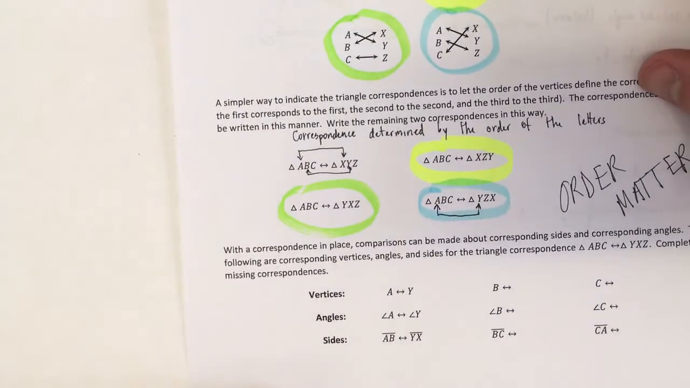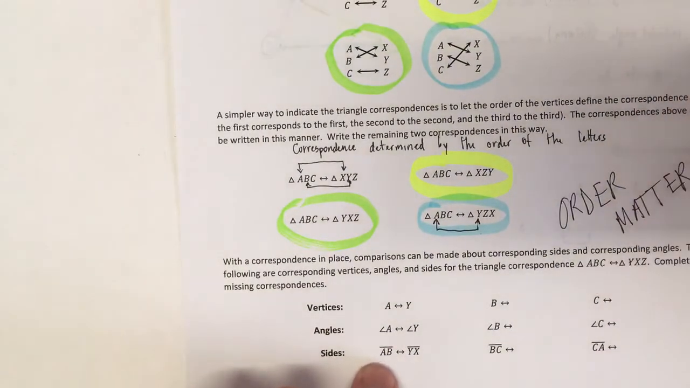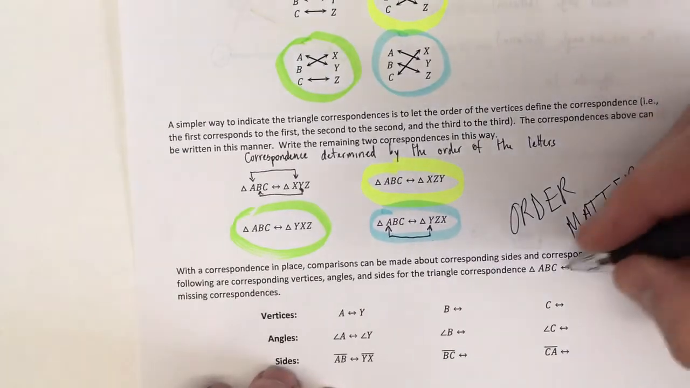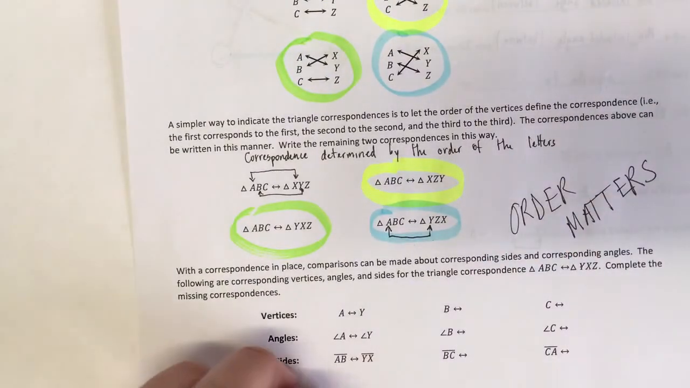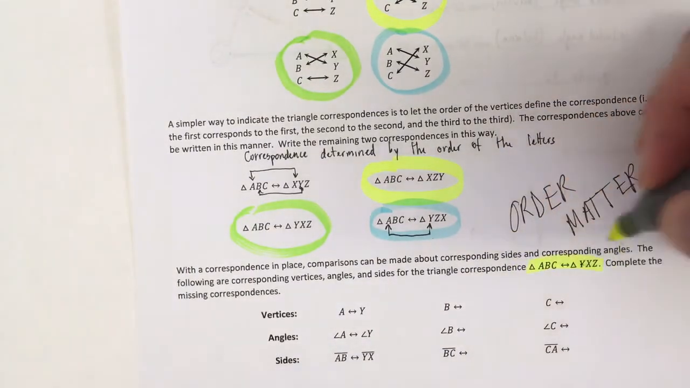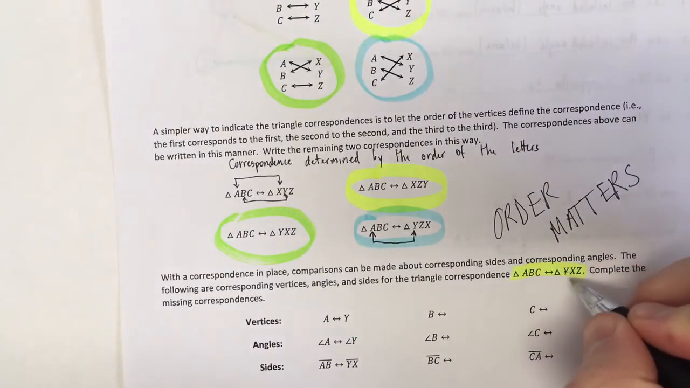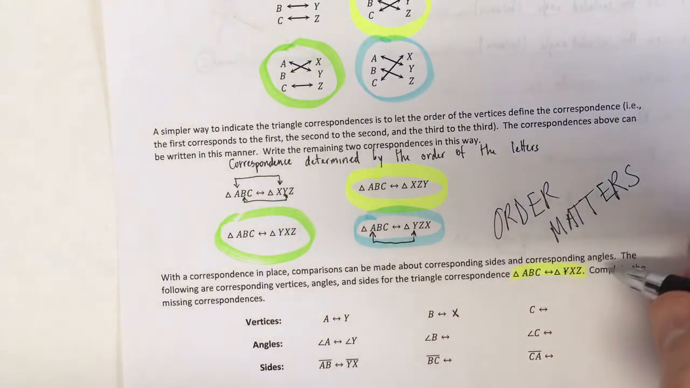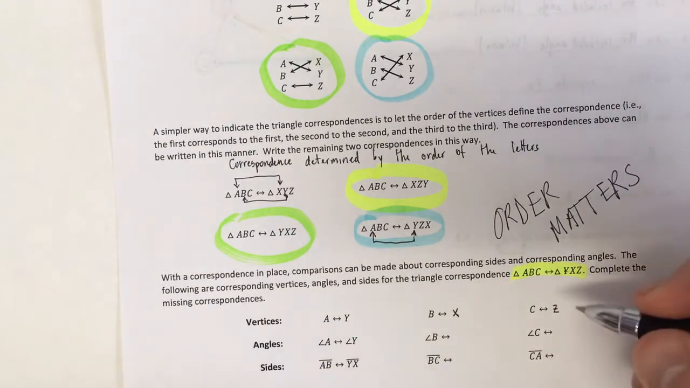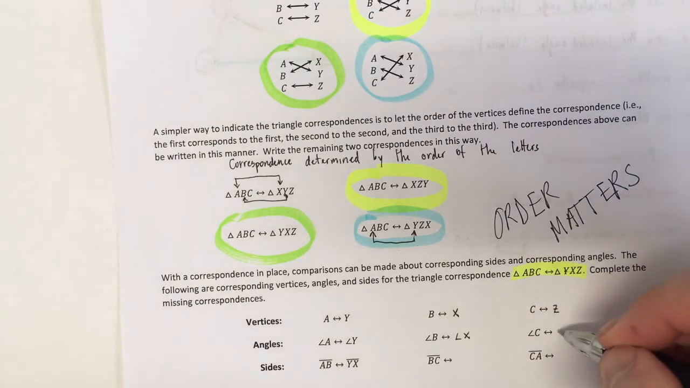So if we look down here, it says A goes with Y, so this is just practice. Let me highlight so you can pick up within the language of the problem what you're identifying. So there's the written correspondence. A goes with Y, B goes with X, and C goes with Z. And everything then follows. So angle B has to go with angle X, angle C goes with angle Z.